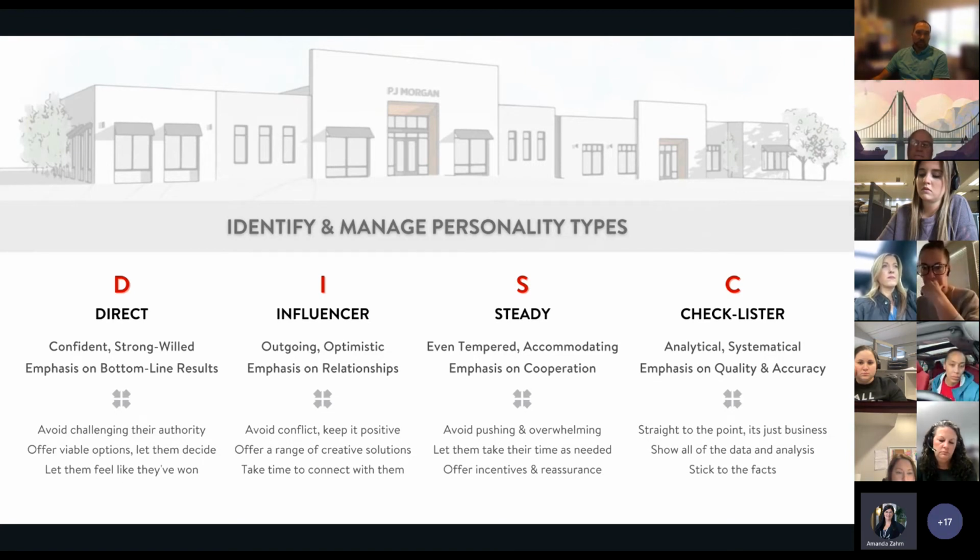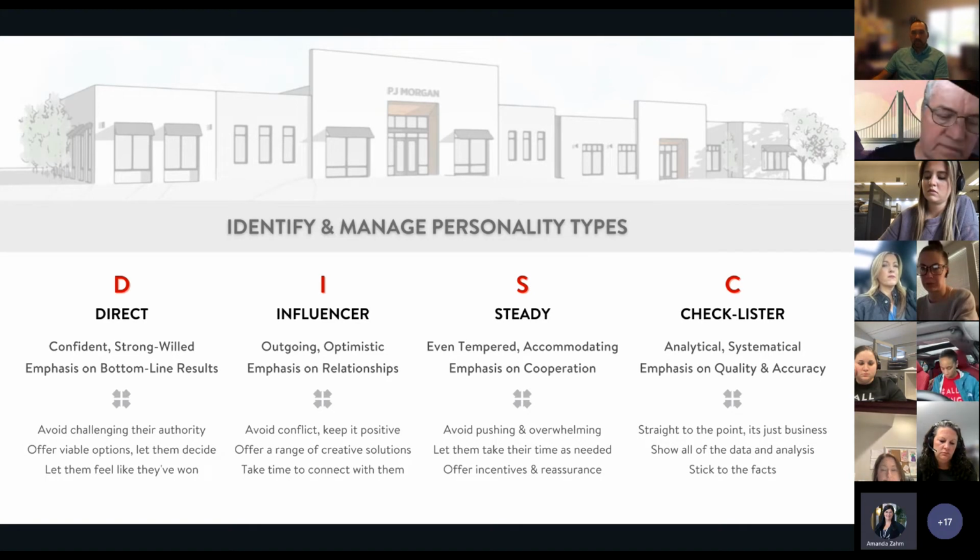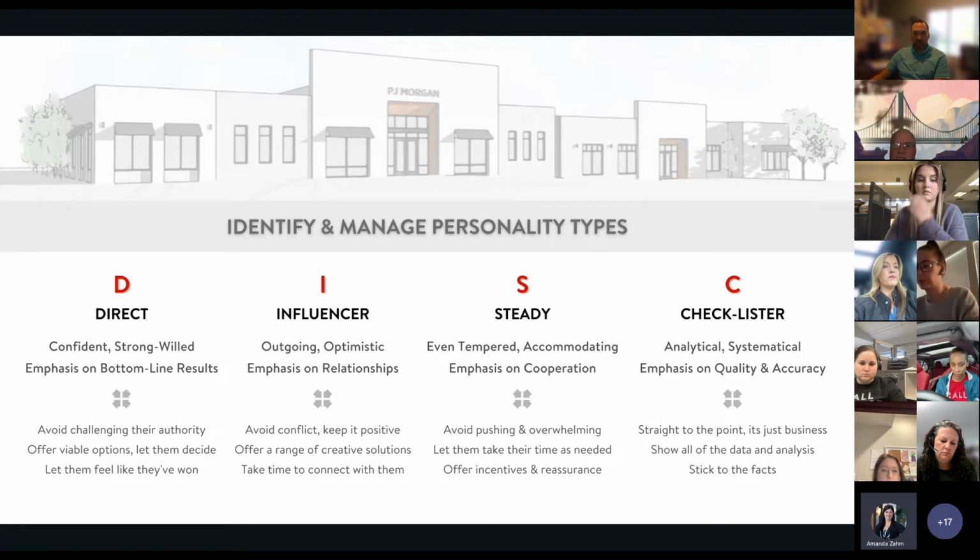And then the checklister, kind of similar to the direct personality, but more analytical. These are the people that want to see the spreadsheets, the data, the numbers, and everything that goes into the decision that they're making. Have you ever done any of these types of assessments? Do you know where you fall into these personality types, or have you ever found yourself working with an opposite personality type? Anybody? I can't see you on this screen right now while I'm sharing, so you'll have to speak up if you have any questions or want to comment on anything.